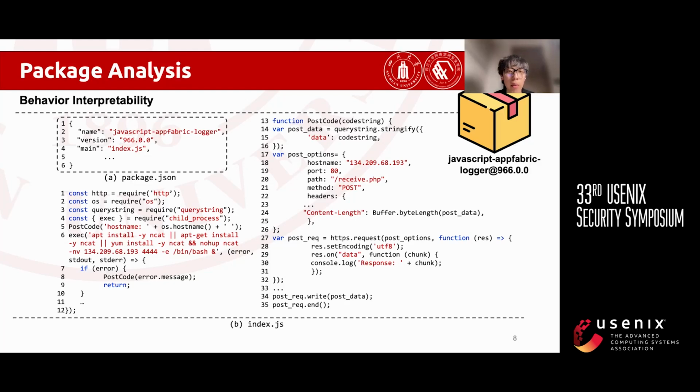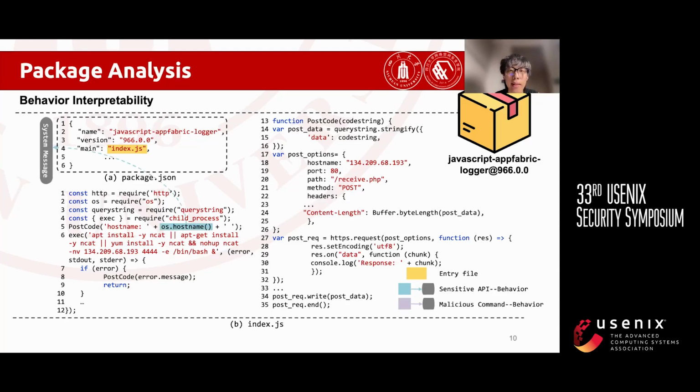For behavior interpretability, we try to explain it using a clear behavior sequence of commands or code. Here we use the package as an example. As you can see, the config file here specifies index.js as the entry file, so the subsequent behavior sequence will start from it.